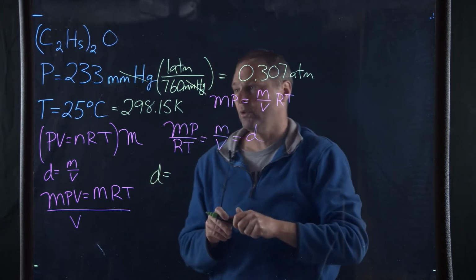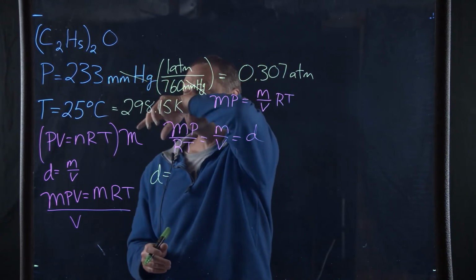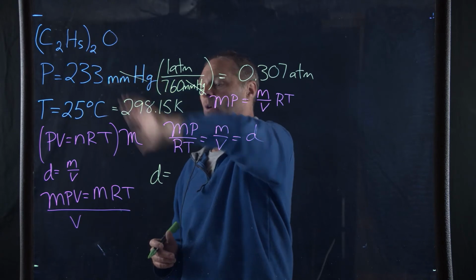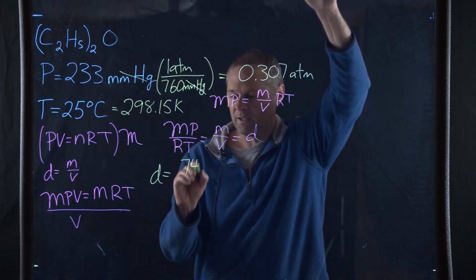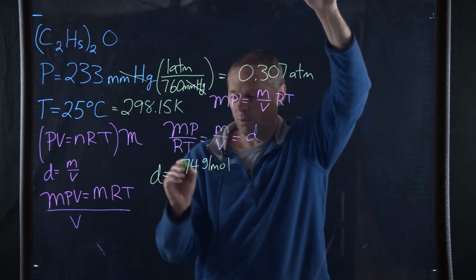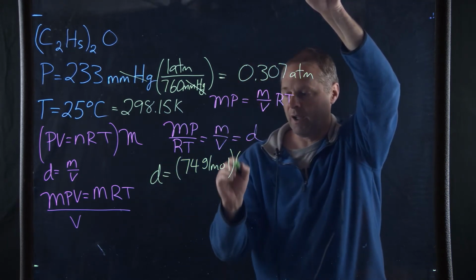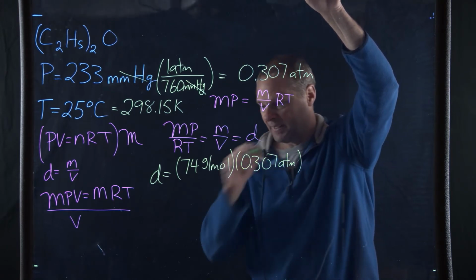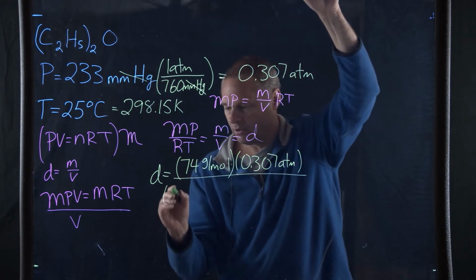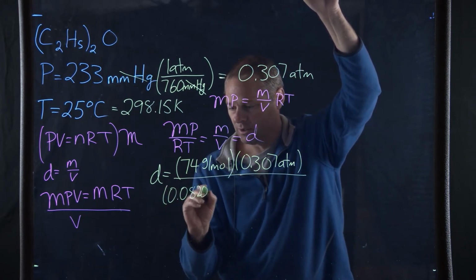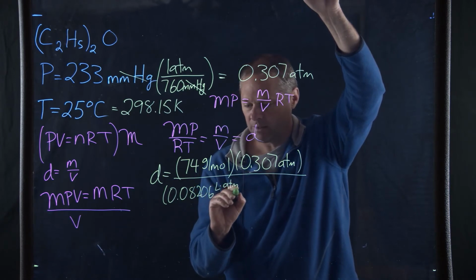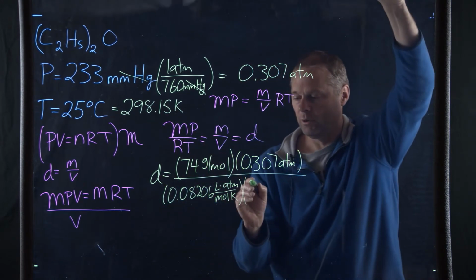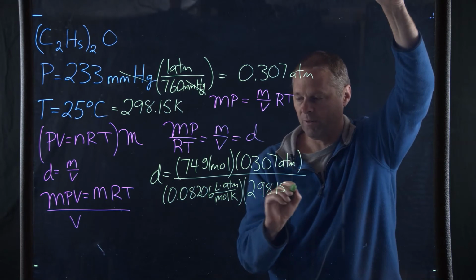So density is equal to the molar weight. Now the molar weight of diethyl ether, you simply add up, there'd be 4 carbons, 10 hydrogens, and 1 oxygen, and that comes out to be 74 grams per mole, times the pressure that we have, which is 0.307 atmospheres, divided by R, which is 0.08206 liter atmosphere per mole Kelvin, times our temperature, which is 298.15 Kelvin.